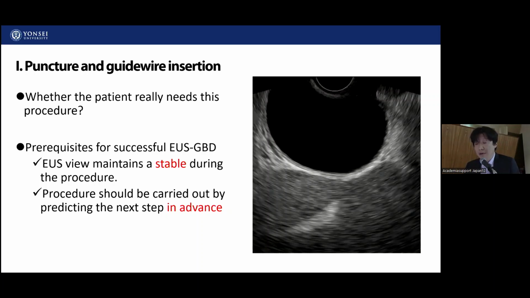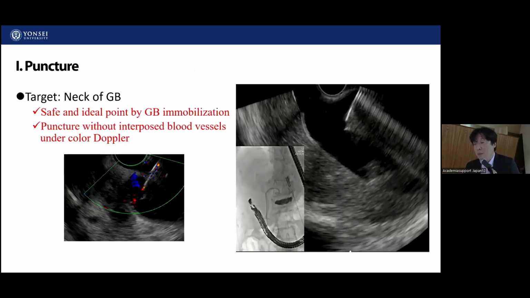The most important thing is whether the patient really needs this procedure. This procedure has resulted in severe morbidity and mortality, so for a successful USGBD, the US view must be maintained in a stable position during the procedure, and the procedure should be carried out by predicting the next step in advance. The neck of the GB is a target.